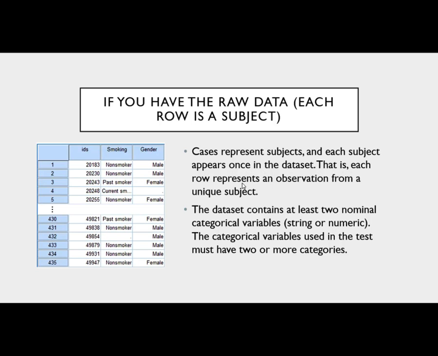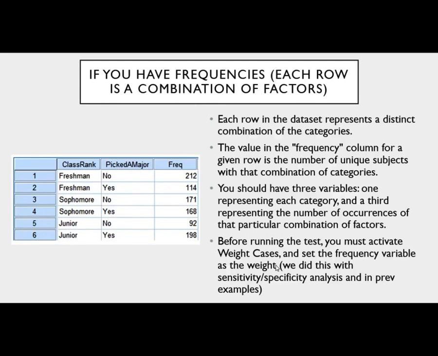That is, each row represents an observation from a unique subject. The dataset contains at least 2 nominal categorical variables, string or numeric, and the categorical variables used in the test must have 2 or more categories.